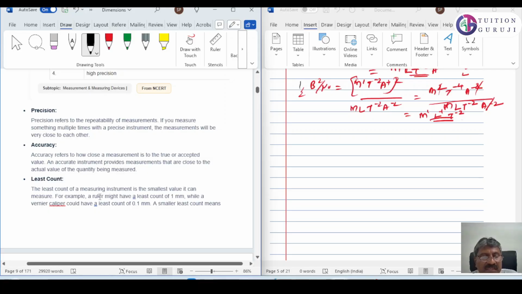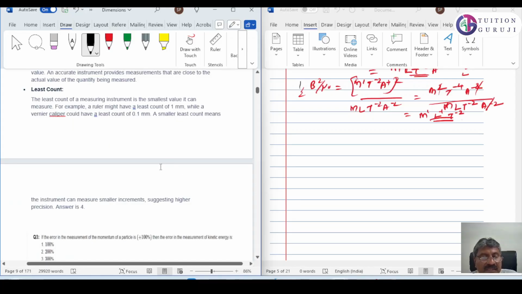The least count of a measuring instrument is the smallest value that it can measure. For example, a ruler might have a least count of 1 mm, while a vernier caliper will have a least count of 0.1 mm.